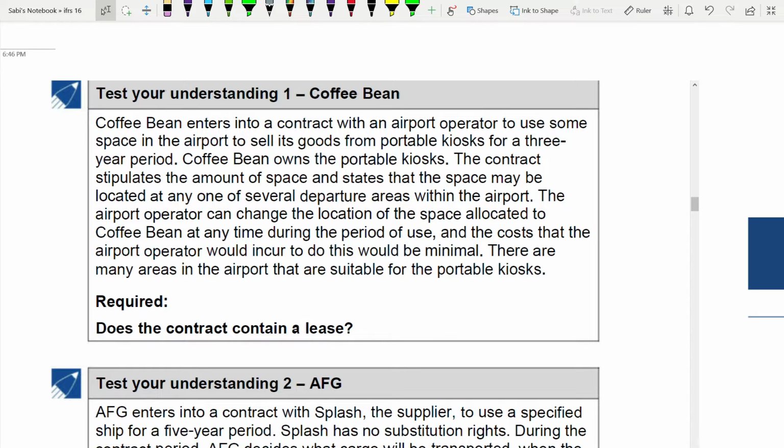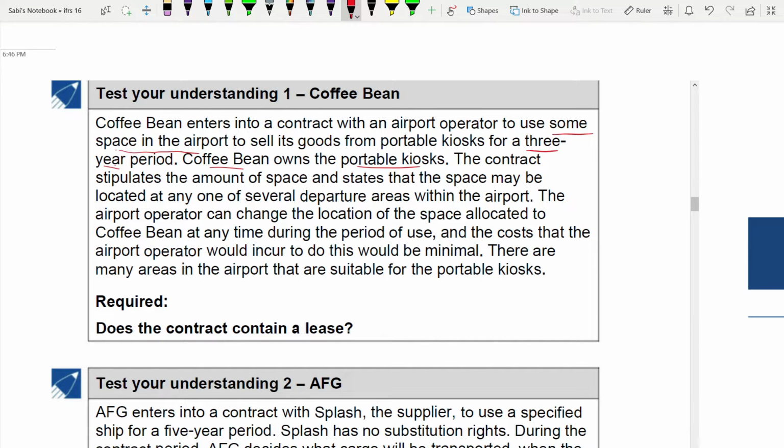First one is about space in the airport. The contract is about using some space in the airport to sell their product for 3 years. Coffee Bean owns this portable device. Coffee Bean is the person who enters into a contract with an airport operator.